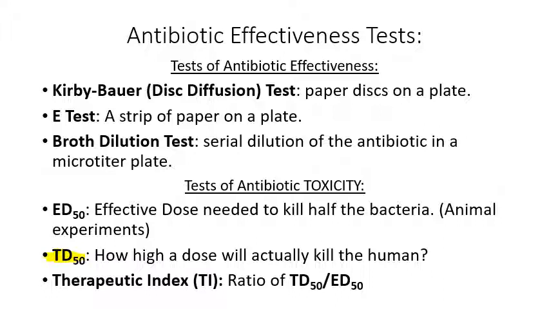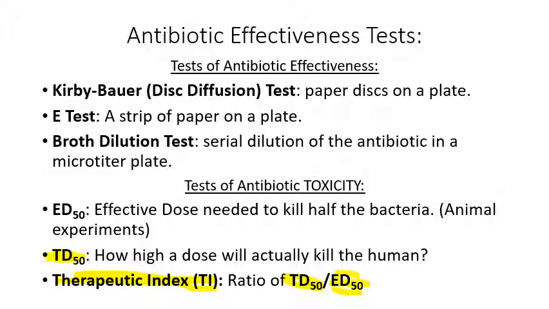Right? Now, this last number, you definitely need to know about this. It is called the therapeutic index. Right? The therapeutic index is the ratio of the toxic dose divided by the effective dose. Now, it stands to reason that if the toxic dose is much greater than the effective dose, that antibiotic has a very low toxicity, doesn't it?